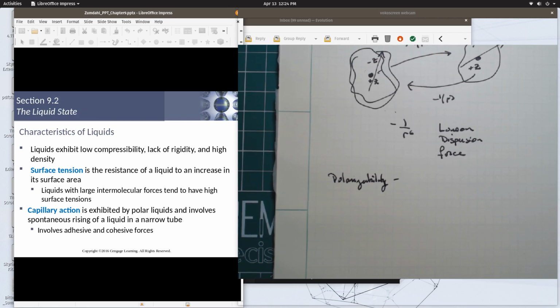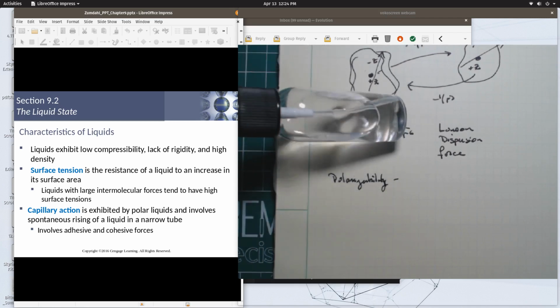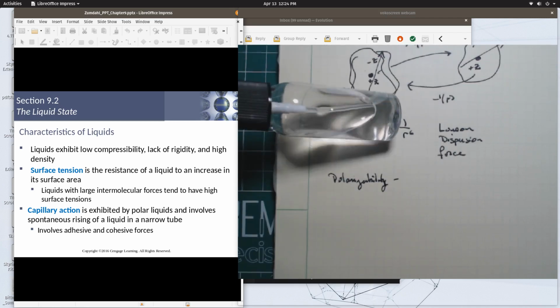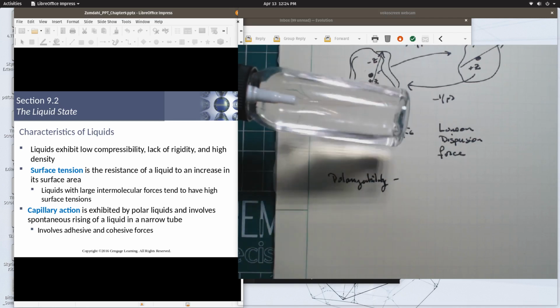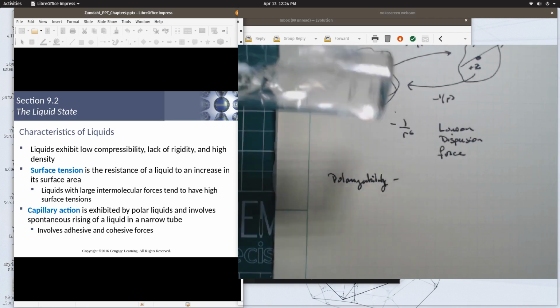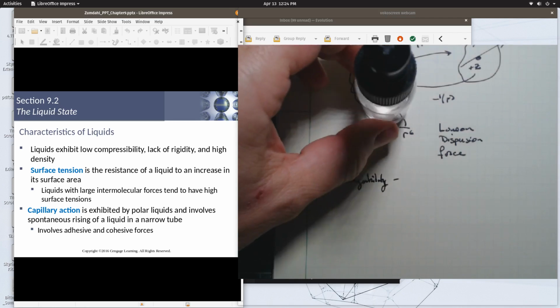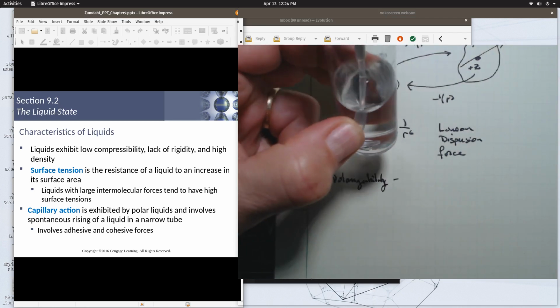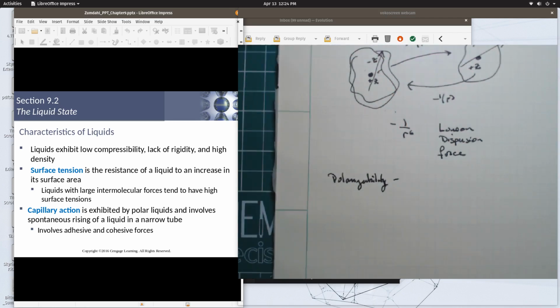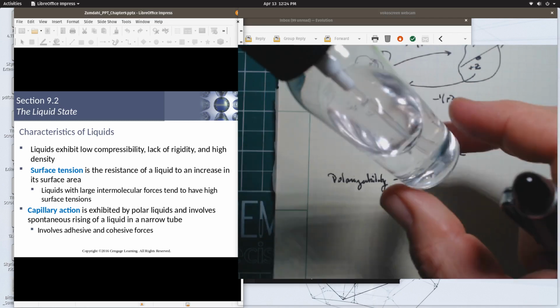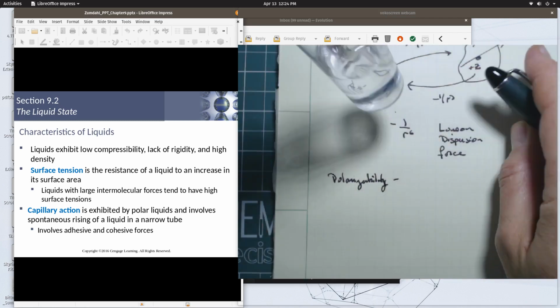Okay, so characteristics of liquids. There's a liquid, right? Low compressibility, not very rigid, high density. Now, there's a tension called surface tension between the gas phase and the liquid phase. The other thing which you might be able to see, I don't know if you can see the capillary action between this or not.